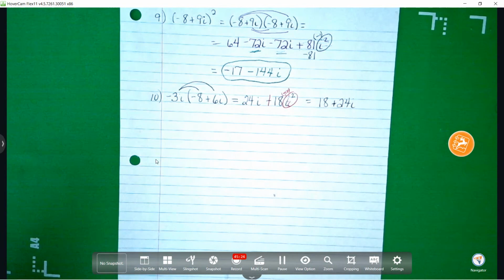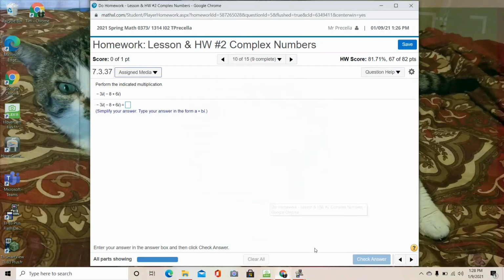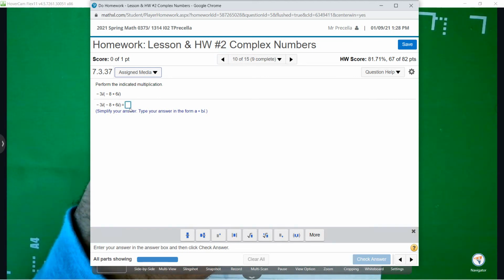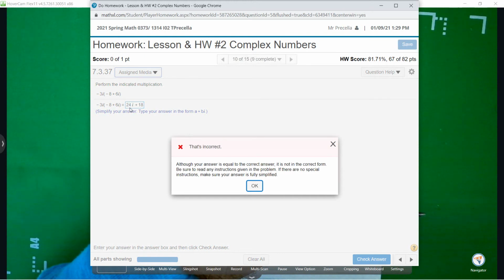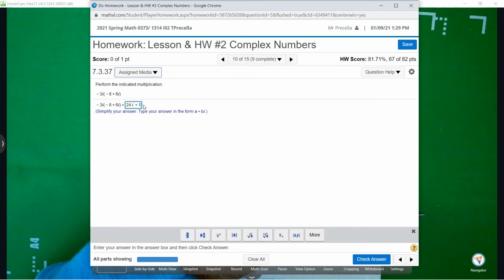Now, Pearson used to let you punch it in either way, and I'm just curious. If I punched it in 24i plus 18, would it take it? Or does it have to be the 18 plus 24i? 24i plus 18. No, they want, your answer's equal. They want it in that form, 18 plus 24i. Okay, that's something new.